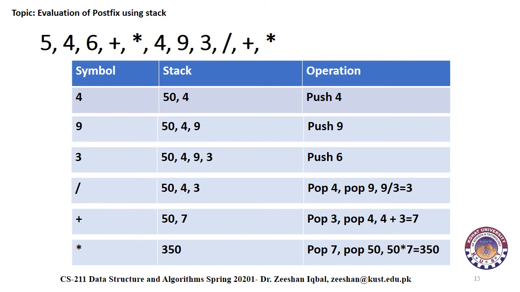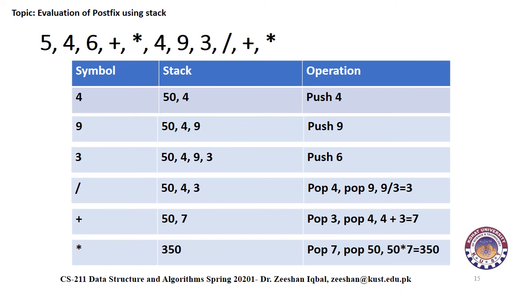Next symbol is plus, which is an operator too. So we will again pop the top two elements, that is 3 and 4, and apply the plus operator. So 4 plus 3 becomes 7. Hence in this case too, we will push this result 7 back onto the stack again.